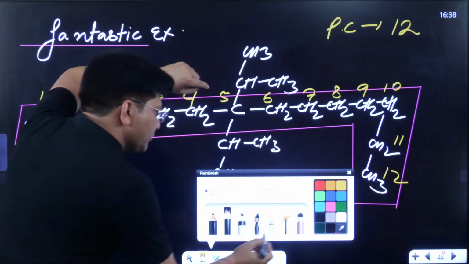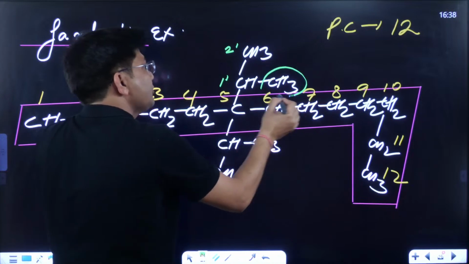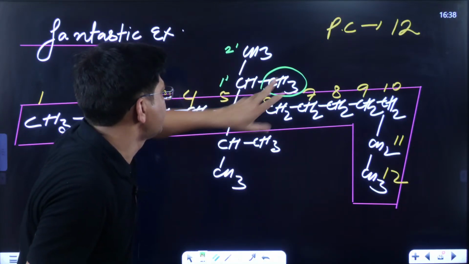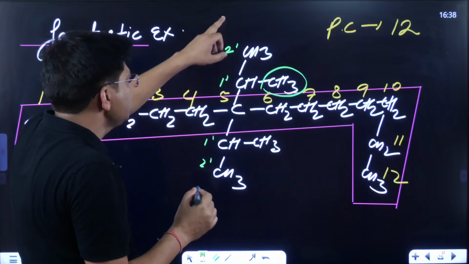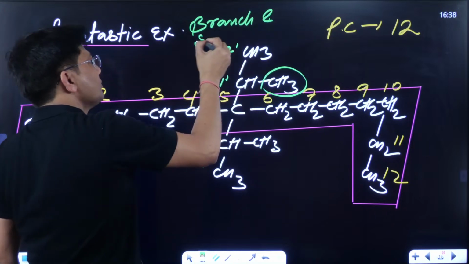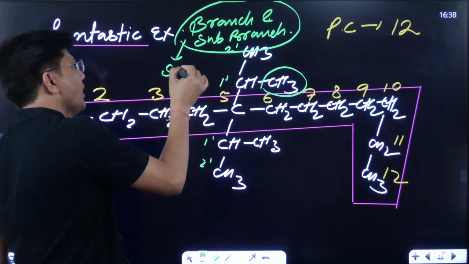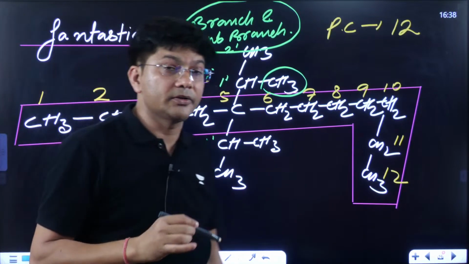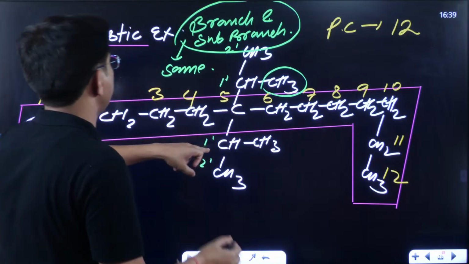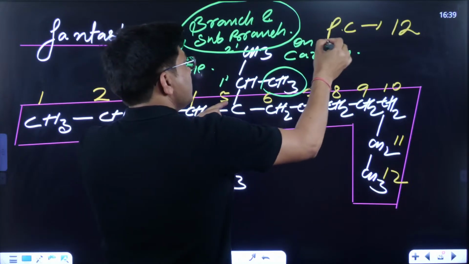Now, this is the branch, and this branch has a further sub-branch. See, 1 dash, 2 dash, because this branch has got a further sub-branch. Are you able to see? These branch and sub-branch are exactly the same. Whenever this happens, kids, do remember one point. The branch and sub-branch are the same, and the carbon is also the same because they are on the same carbon.